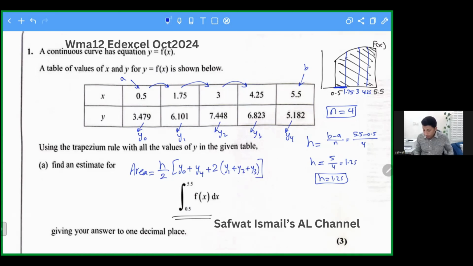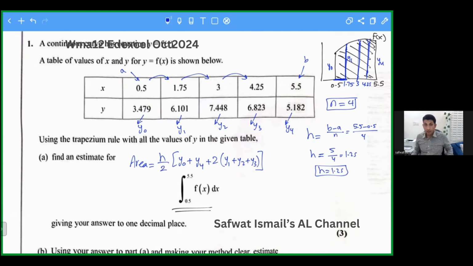Now, why do we have y1, y2, y3 between brackets and multiplied by 2? Because each value of y from y1, y2, y3 is repeated twice. As you can see, this is y1. It's considered twice. One time with the first trapezium to the left, and one time with the trapezium to the right. And that happens with y1, y2, and y3. And for y0, it's only mentioned one time. For y4, it's only mentioned one time.